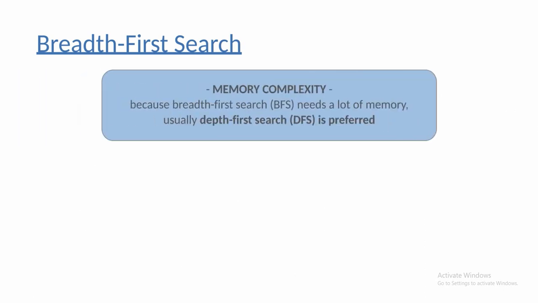Okay, so what's crucial is that because breadth-first search needs a lot of memory, usually depth-first search is preferred. Of course, there are several applications of breadth-first search, but if we can use both breadth-first search and depth-first search, then depth-first search is preferred because of the memory complexity.